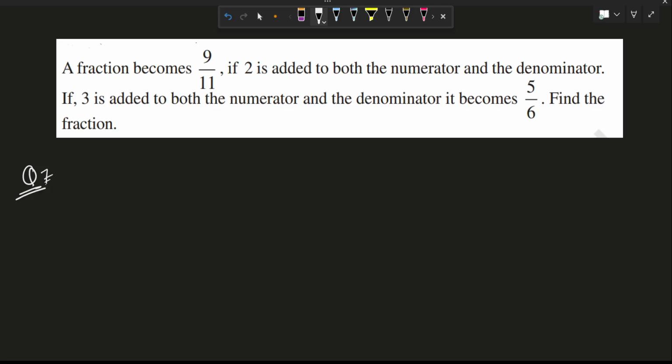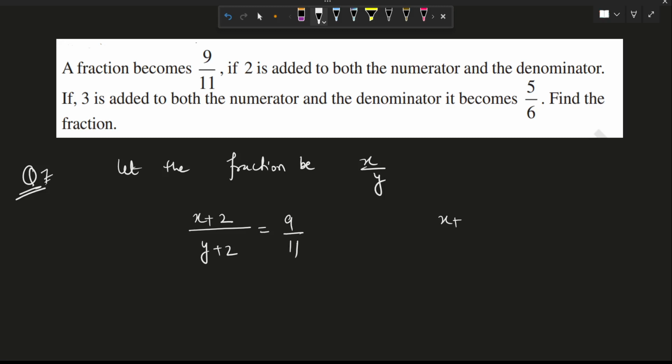Find the fraction. So a fraction, you know, is in the form of a numerator and denominator. So you can take the numerator as variable x, denominator as variable y. So let the fraction be x by y. So the question says, first case, that when we add 2 to both the numerator and denominator, it becomes 9 by 11. Another thing says that when you add 3 to both the numerator and denominator, it becomes 5 by 6.